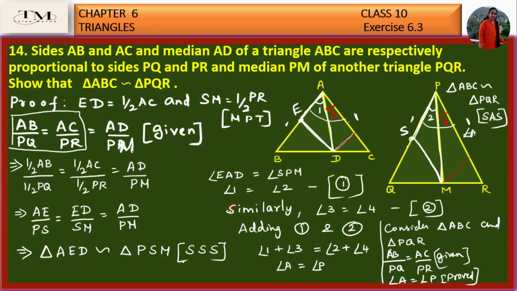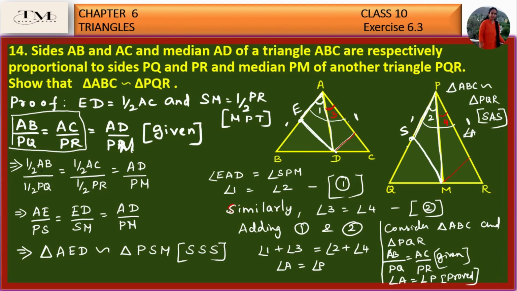If triangles are similar, their corresponding angles will be equal. So angle 1 and angle 2 will be equal, because triangle AED is similar to triangle PSM. This angle A and this angle P is equal, but it is not the full angle A. It is just a part of the angle A, so I am naming it 1. This part of the angle P is 2. So angle 1 will be equal to angle 2, since corresponding angles in similar triangles are equal.